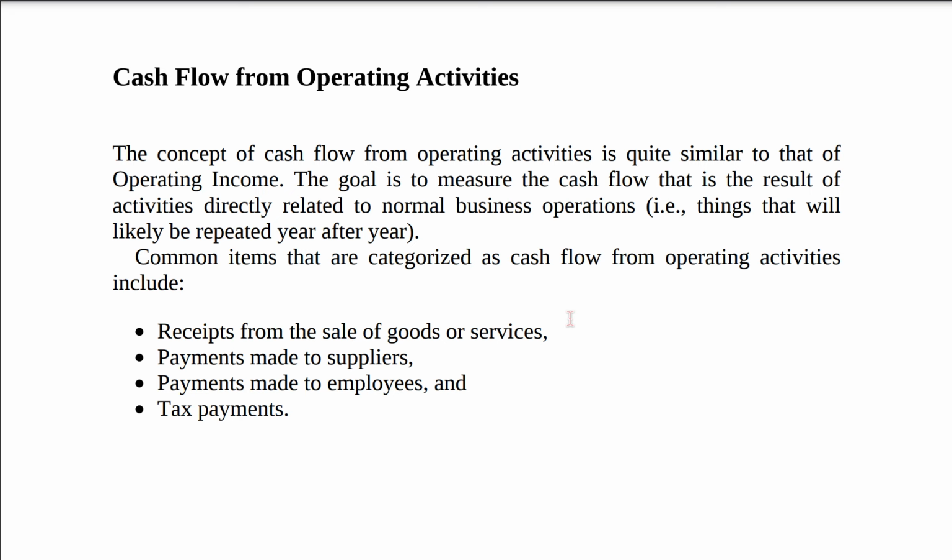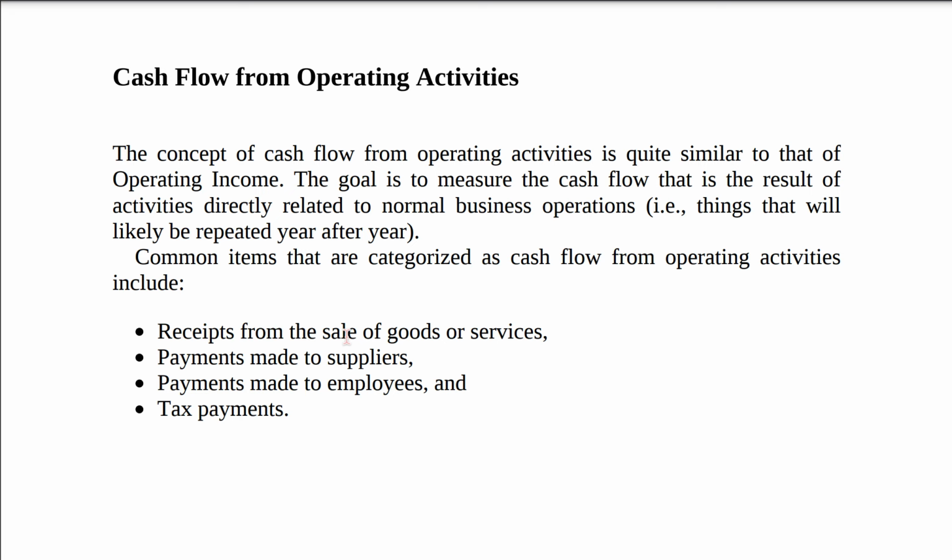For example, the company is into shoe manufacturing, then the manufacturing of shoes is the main business operation of the company. So whatever profit or income the company has earned in the form of cash from the main business operating unit, in order to know that cash flow, we will prepare cash flow from operating activities. For example, receipt from sale of goods or services. In the business of shoe manufacturing, the sale of shoes, whatever cash we have earned from the sale of goods, that is one type of example.